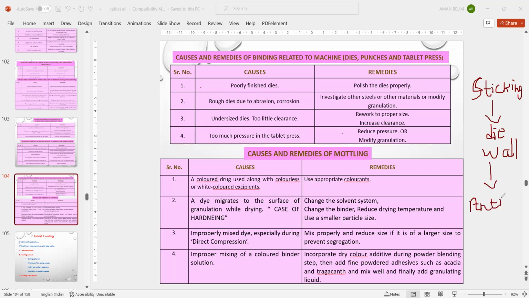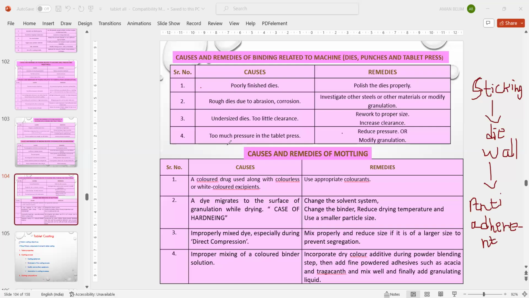And what is the example of anti-adherent I gave you in yesterday's class? Example of anti-adherent, yes, talc is there. One more example, the most widely used anti-adherent. Stearic acid is not an anti-adherent. Stearic acid is a lubricant. Cabosil, yes. Colloidal silica, yes. Very good.